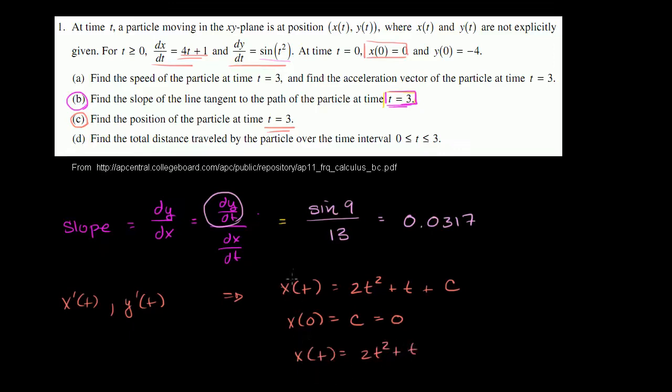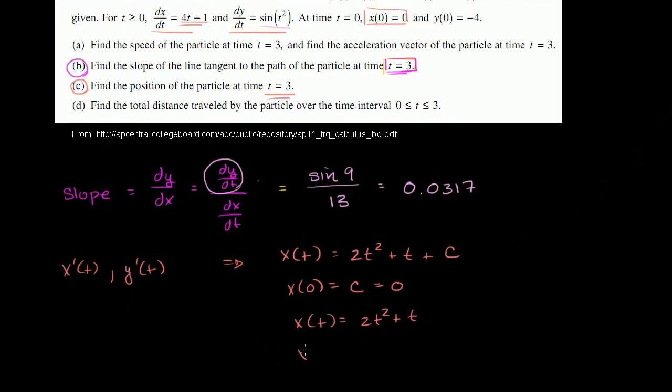So if you want to find x of 3, you just evaluate it right over here. It's going to be 2 times 9 plus 3. 2 times 9 is 18 plus 3 is 21. So x of 3 is 21. Now let's try to do y of t.